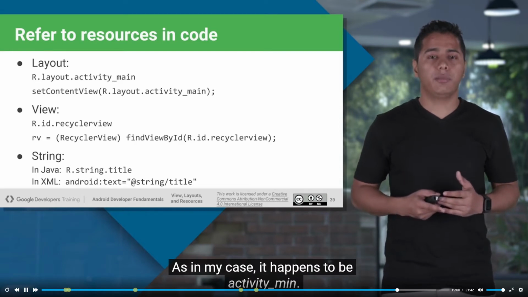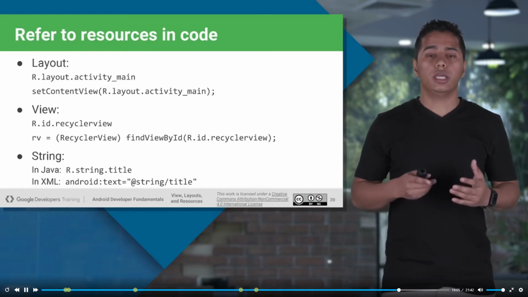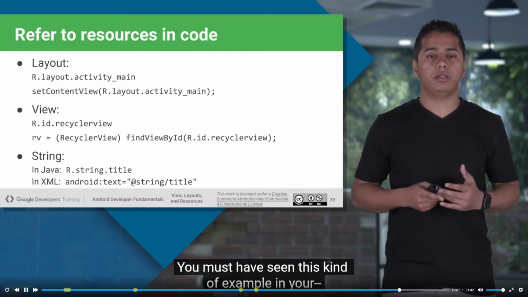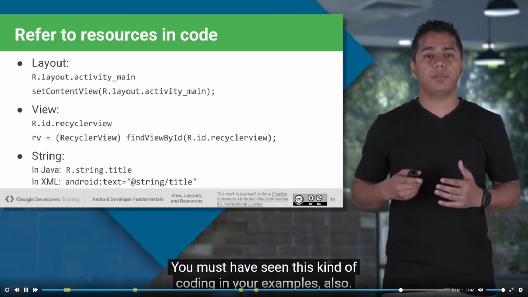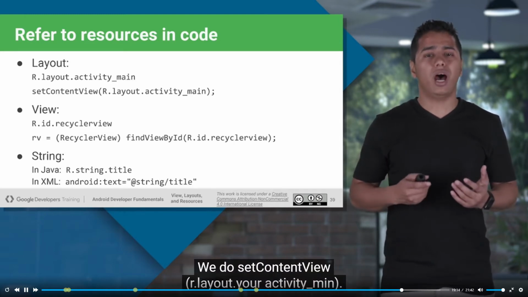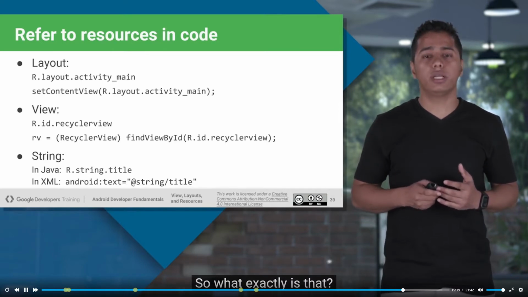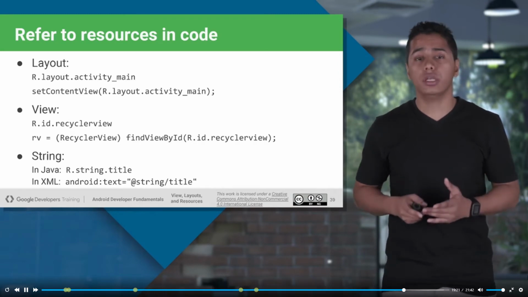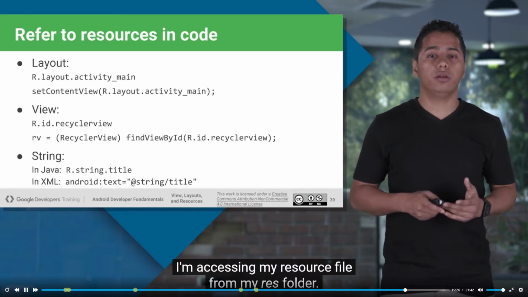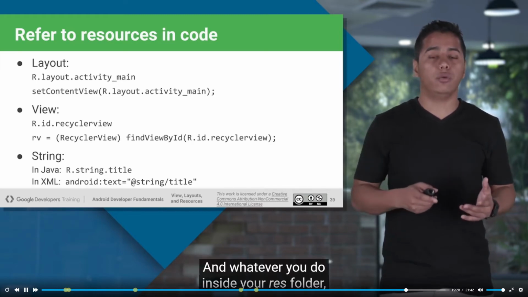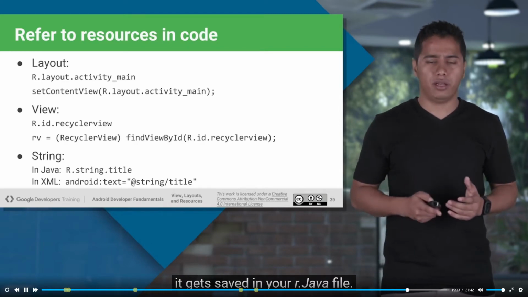As in my case, it happens to be activity_main. You must have seen this kind of coding in your examples also. We do setContentView(R.layout.activity_main). So what exactly is that? I'm accessing my resource file from my res folder, and whatever you do inside your res folder, it gets saved in your R.java file.